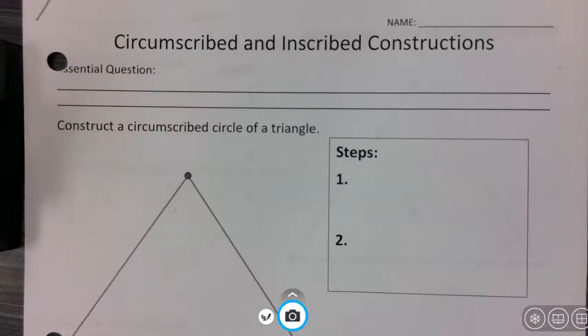This one is circumscribed and inscribed constructions. So my essential question is, what are circumcenters and incenters, and how are they used in constructions?